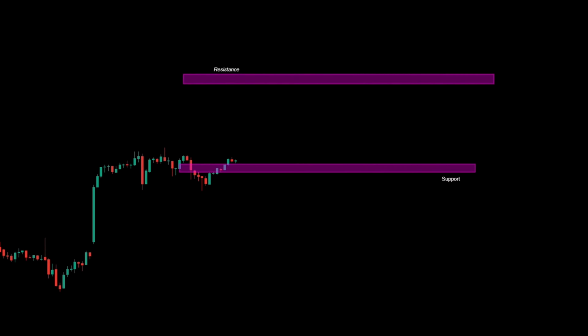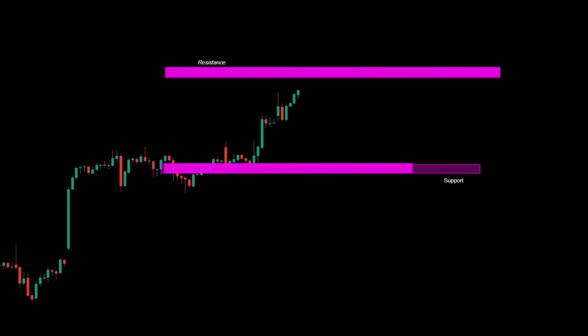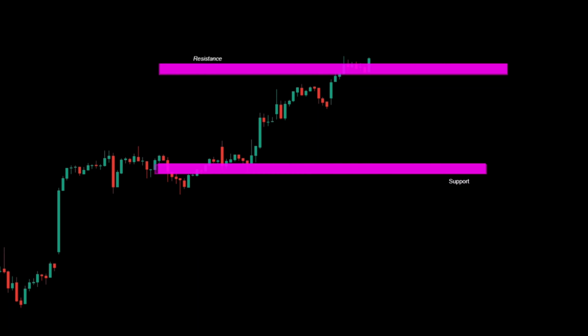Hi traders, does this happen with you too? You draw support and resistance. As soon as the price breaks the resistance, you make your buy entry and the price comes down from there and you suffer a loss.